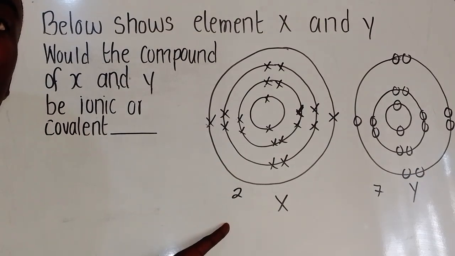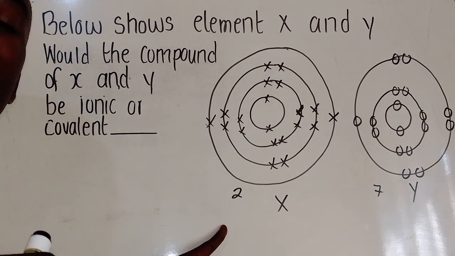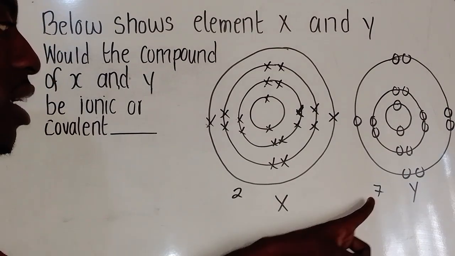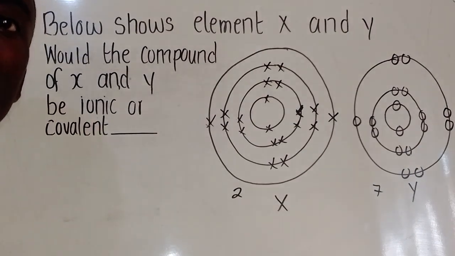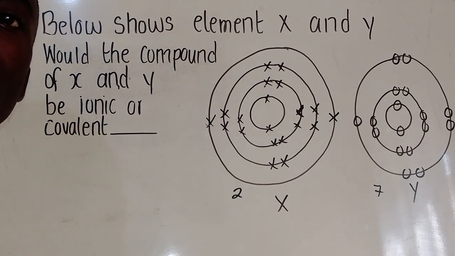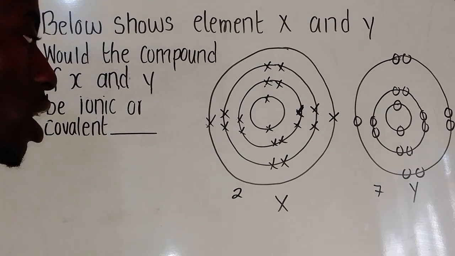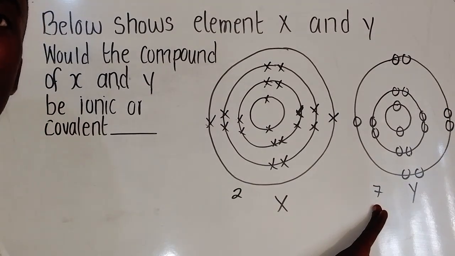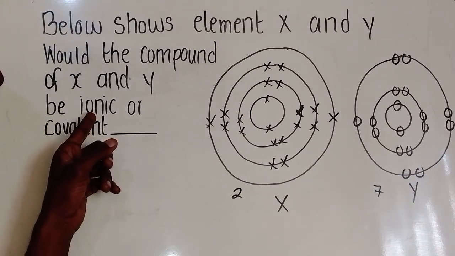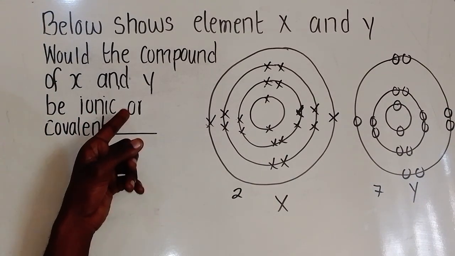That simply means that this atom or this element is found in group 2. Now in group 2, we have metals on the periodic table. Here, this is group 7. Group 7 on the periodic table represents the gases or the non-metals such as fluorine and chlorine. Okay, that simply means that when this metal reacts with this non-metal, it's supposed to form what? It's supposed to form ionic bonding.